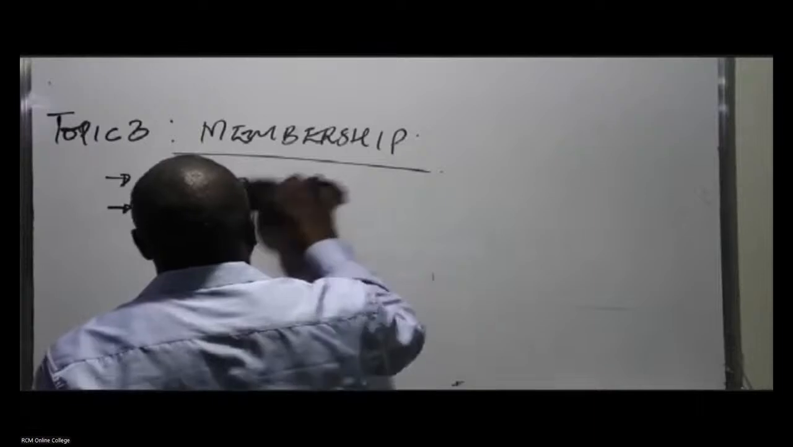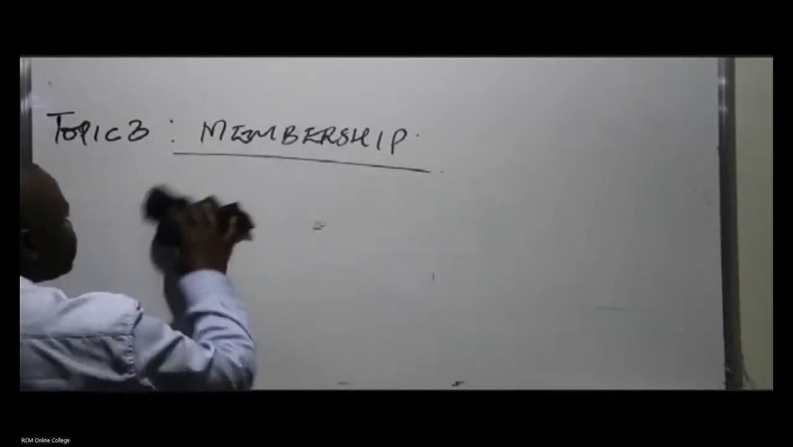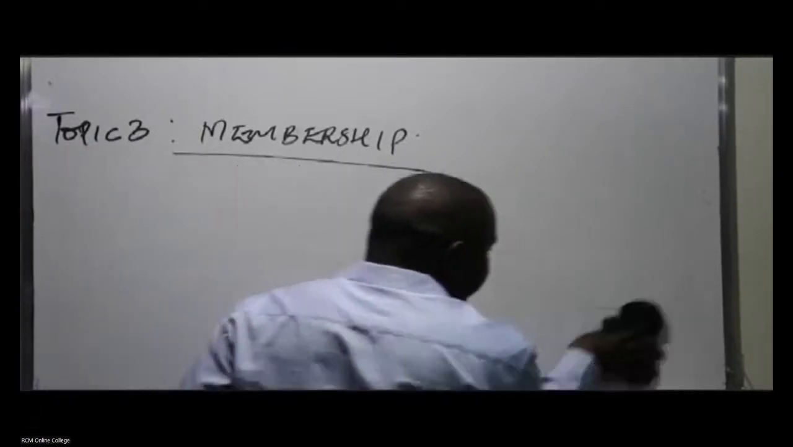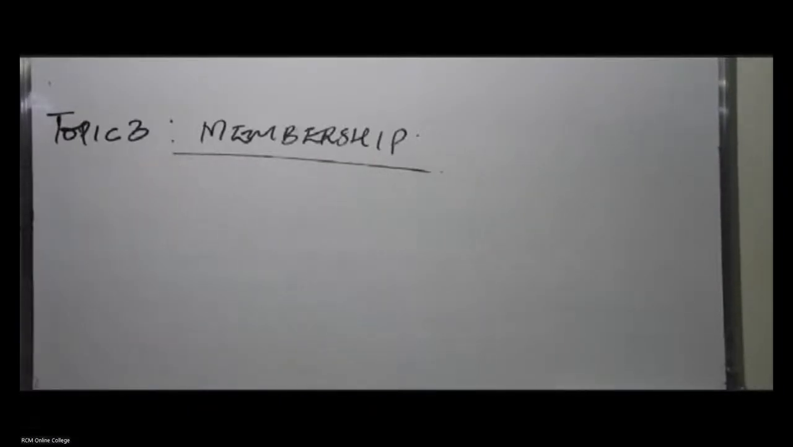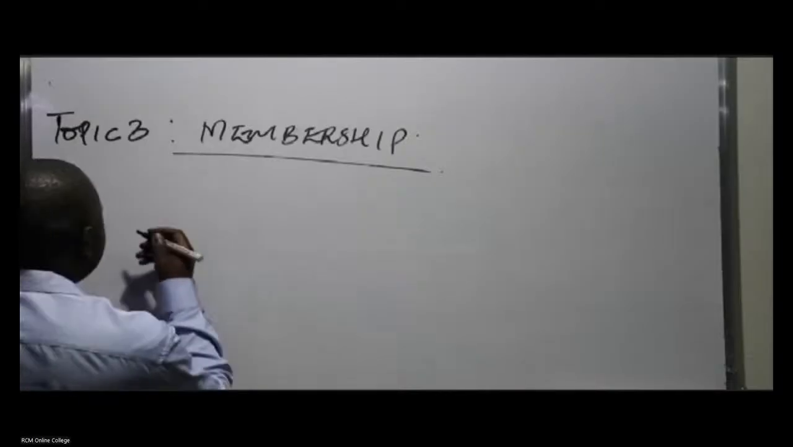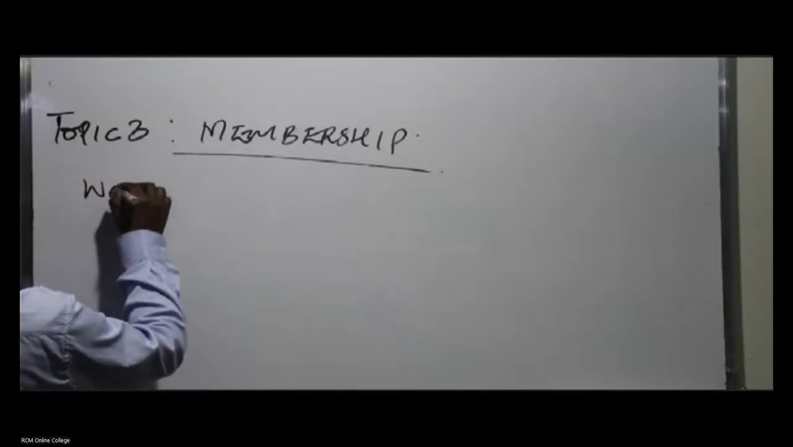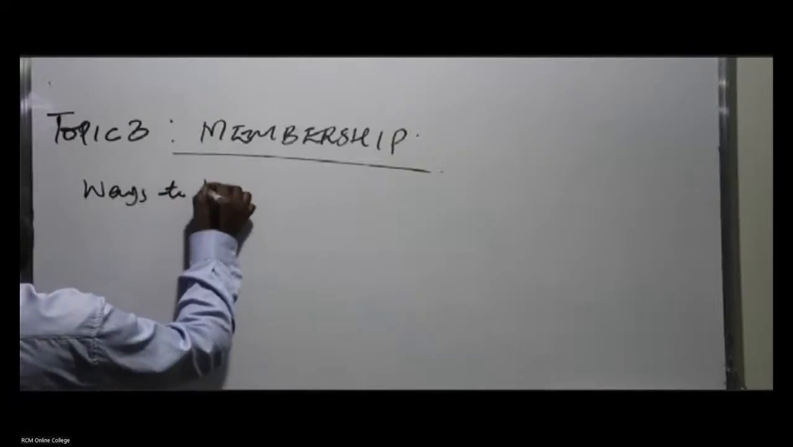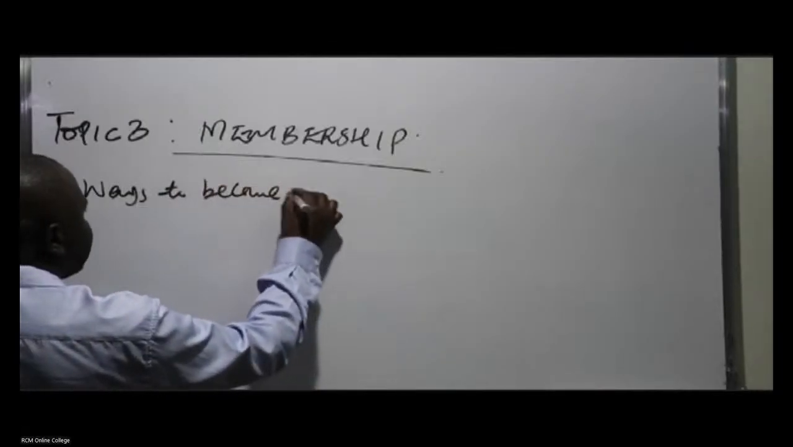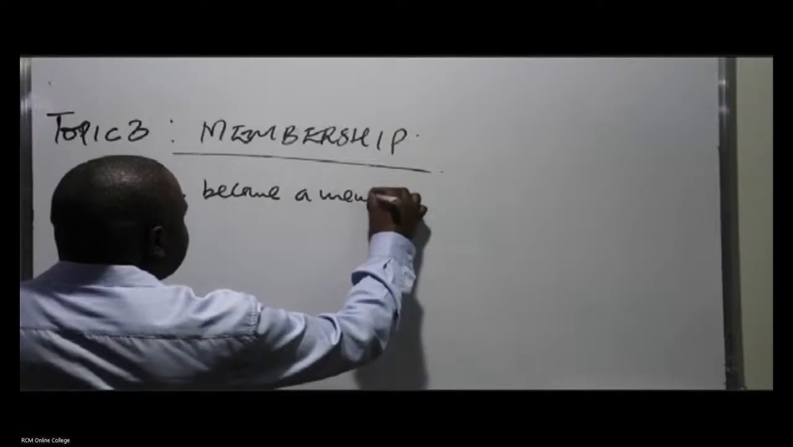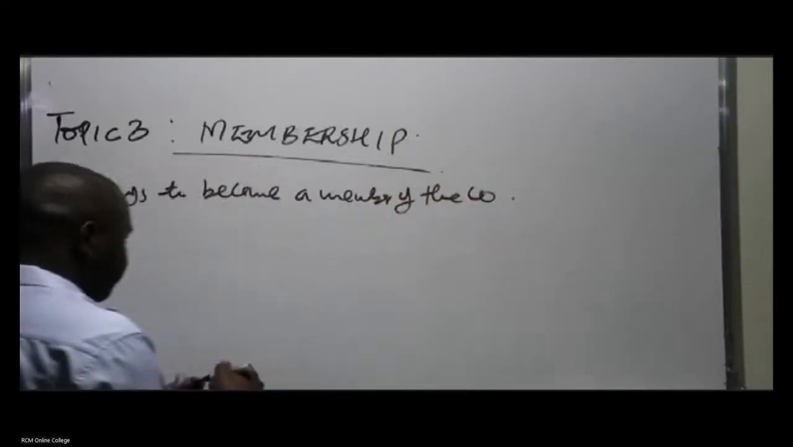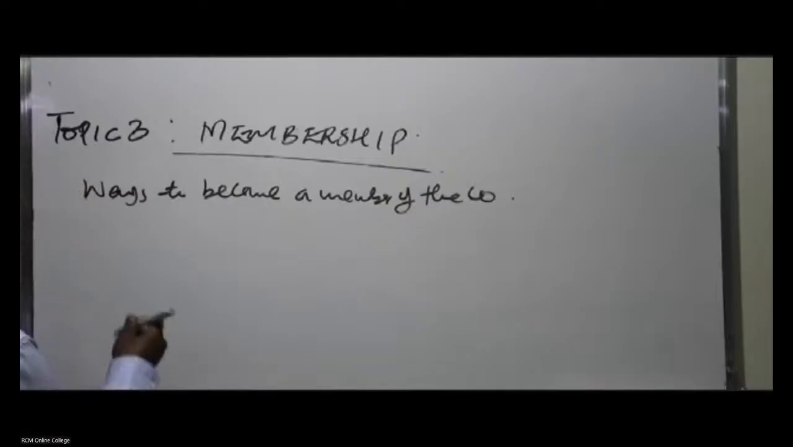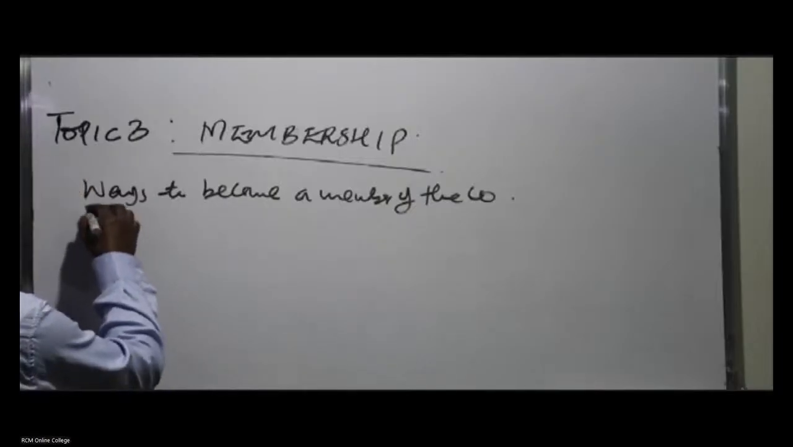And of course, I've already been able to mention the majority of these ways. You realize that it is through having to acquire shares in the company. Ways to become a member of the company. There are a number of ways as to how you can become a member of the company. Number one is through direct allotment of shares.